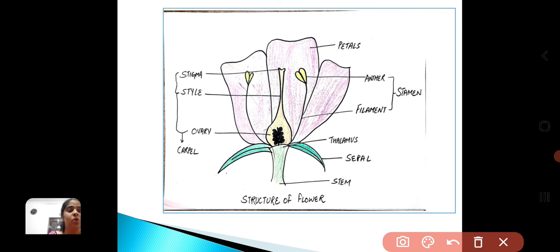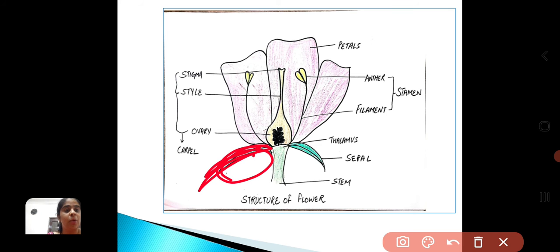Now let's talk about the sepals. Sepals are the green colored leaves. These are the green colored leaves which protect the rising bud. When the bud is rising, it is very soft and delicate. So to protect that bud, it is covered by the sepals, these green colored leaves, so that it can grow into a flower.